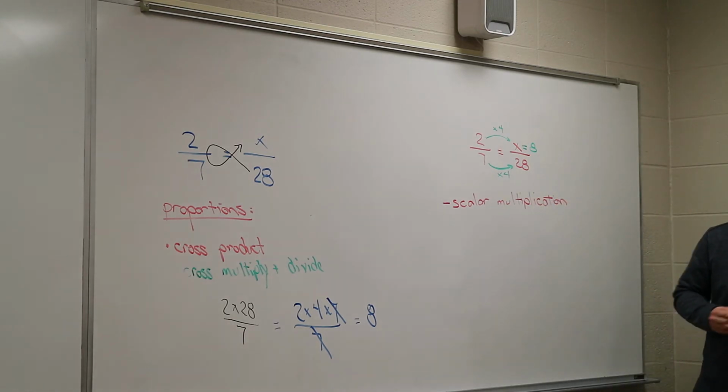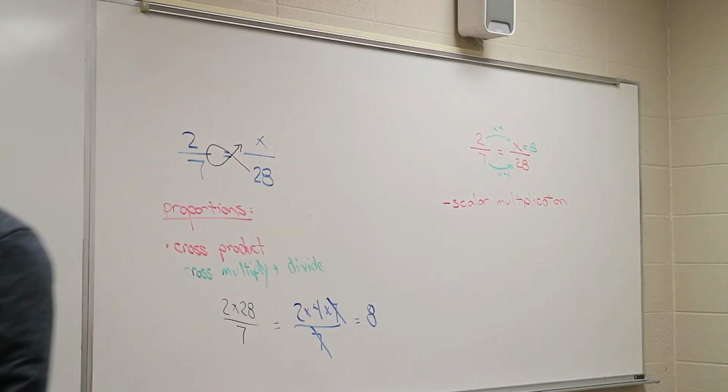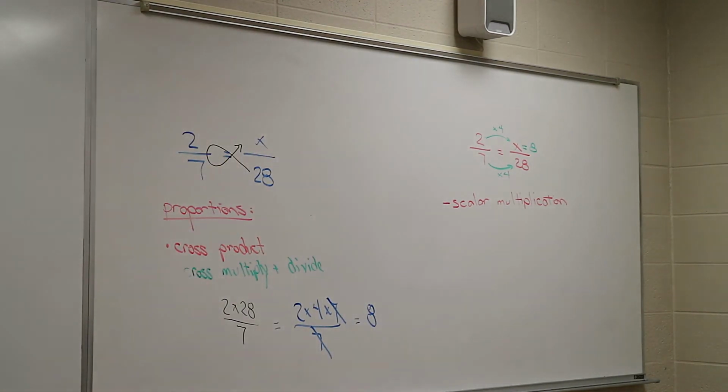I get it. I would always say that doing a cross product is probably the easiest way to do this. Okay? Alright, you guys feel comfortable?